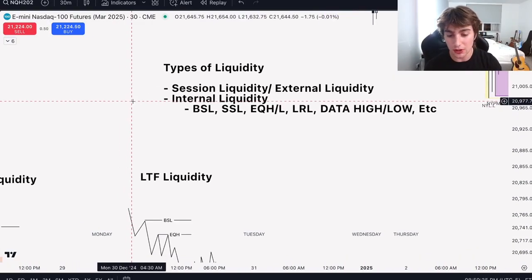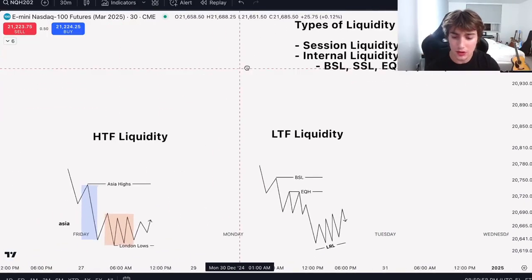So, types of liquidity. There's session liquidity, which is going to be your external liquidity, and then there's your internal liquidity. There's your regular buy side liquidity and sell side liquidity, which is mainly your swing highs, swing lows, equal highs, equal lows. There's LRL, which is low resistance liquidity, and there's data highs and lows, etc. But I'm going to go over just the most important ones.